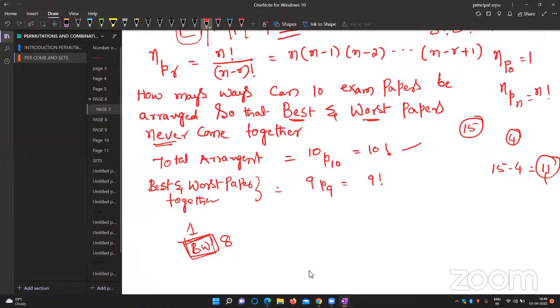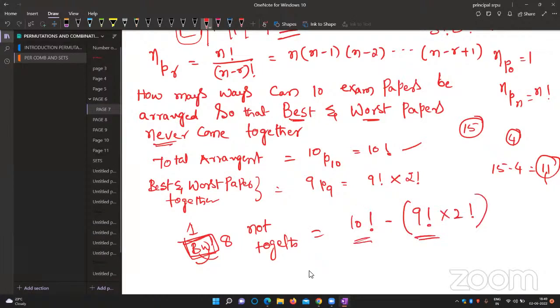But inside, look at it, into the worst and best can be arranged inside of the file, inside of this box. These 2 can be arranged in 2 factorial. So total remaining not together means total minus together: 9 factorial into 2 factorial. My dear friends, because it takes a lot of time, I'm not writing 10 factorial and all. So remember it. Always this is the way we need to solve these questions. So please try to understand.